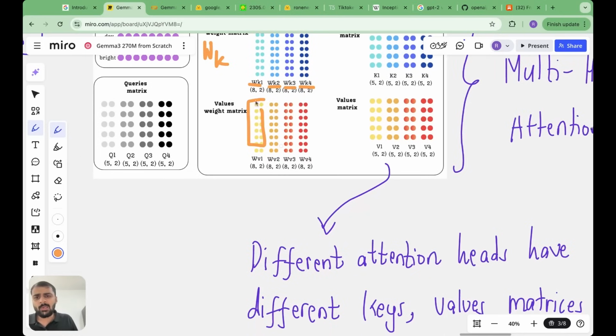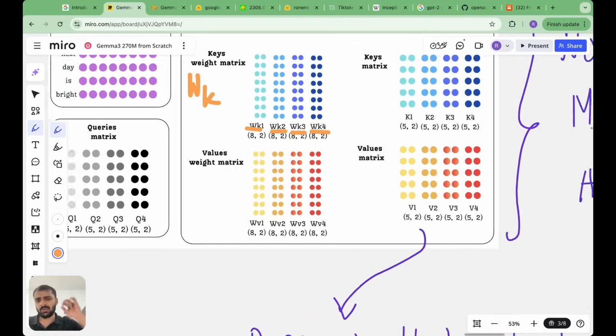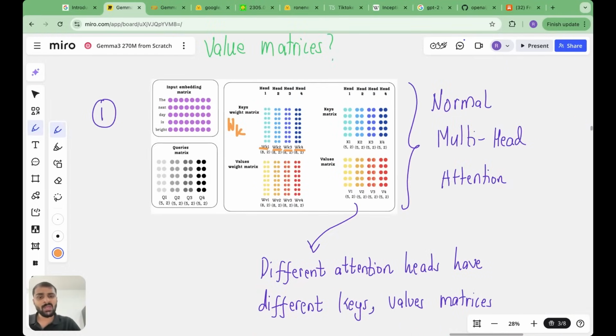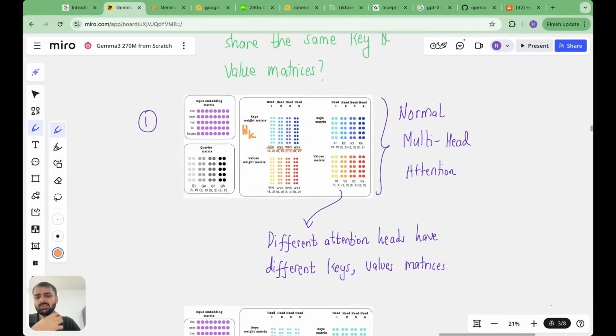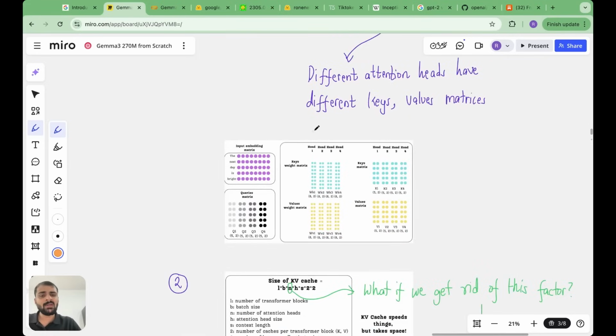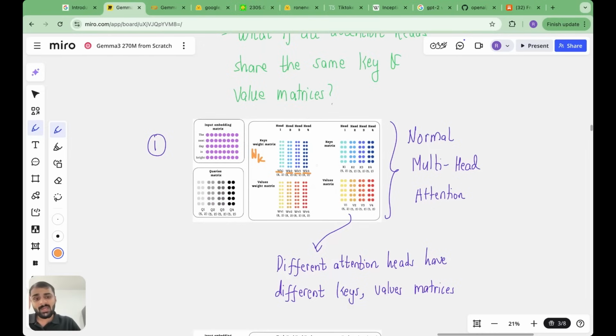Similarly, WQ and WV also have different values with respect to each other. All the heads have different values, which I've shown with different colors over here. Because why should they have the same value? I want to capture different perspectives by each attention head, right? So it makes sense for different heads to have different values. This is multi-head attention.